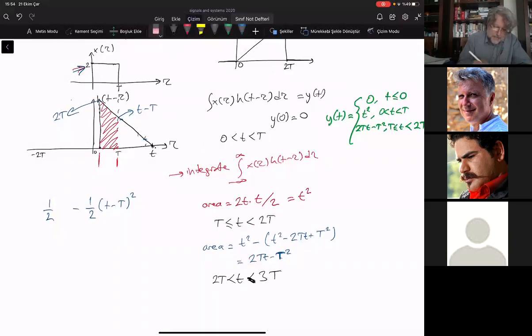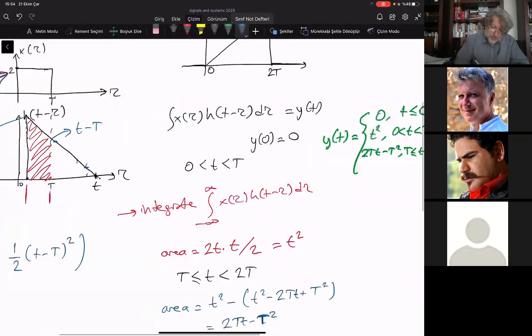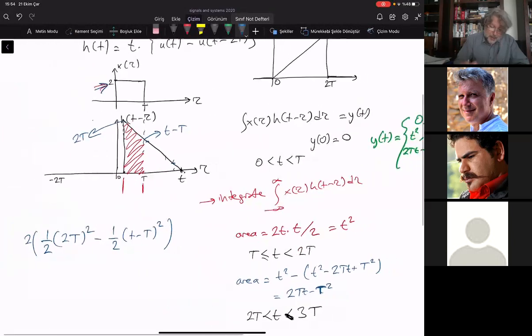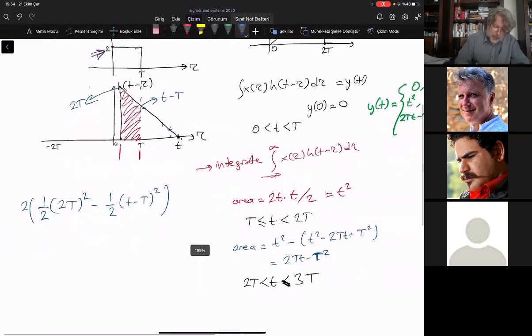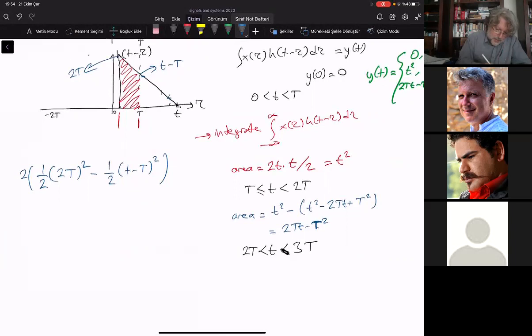So this is not t squared. The area is not t squared. The area of the larger triangle is 1 over 2 times (2T) squared, like this. So this is the area of the red portion. And then we have to multiply everything by 2 because, sorry, excuse me, because the x of tau level value was 2. So the area will be multiplied by 2. And what does this make? By the way, this is the last area that we are discovering.